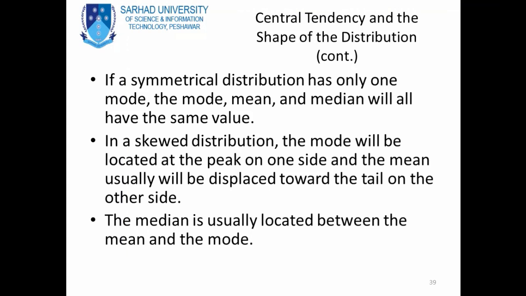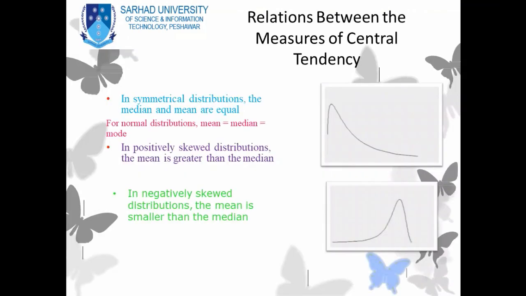In a skewed distribution, the mode will be located at the peak on one side of the mean, and the mean will usually be displaced toward the tail on the other side. The median is usually located between the mean and the mode. You see over here, there is some relation. In a symmetrical distribution, the mean, median, and mode are equal.